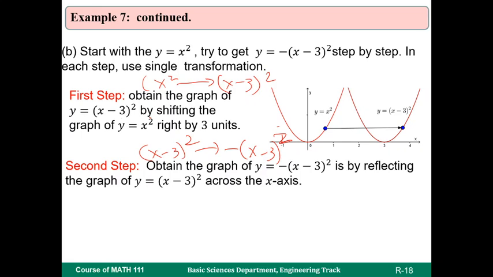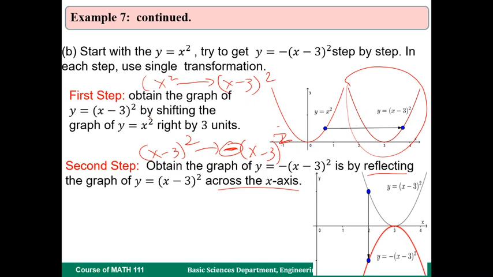So you see, it's minus, okay? So it means there's a reflection across the x-axis. So you reflect this function across the x-axis and you end up here. So this will be the graph of this function.